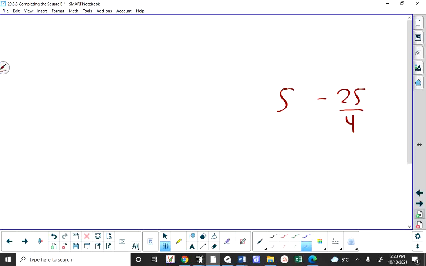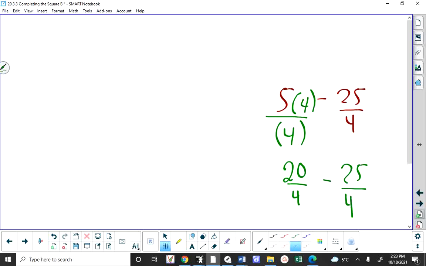So this is where the idea of putting this over 4 comes from, the idea of a common denominator. If I had that first number, which is 5, if I had it as something over 4, then I would have quarters minus quarters. That makes sense. So I have to multiply the top and the bottom of this fraction by 4, and I get 20/4 minus 25/4, which is negative 5/4.